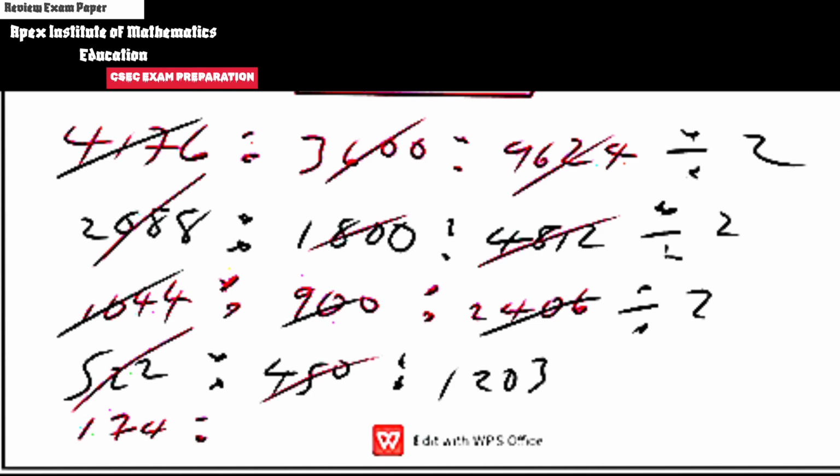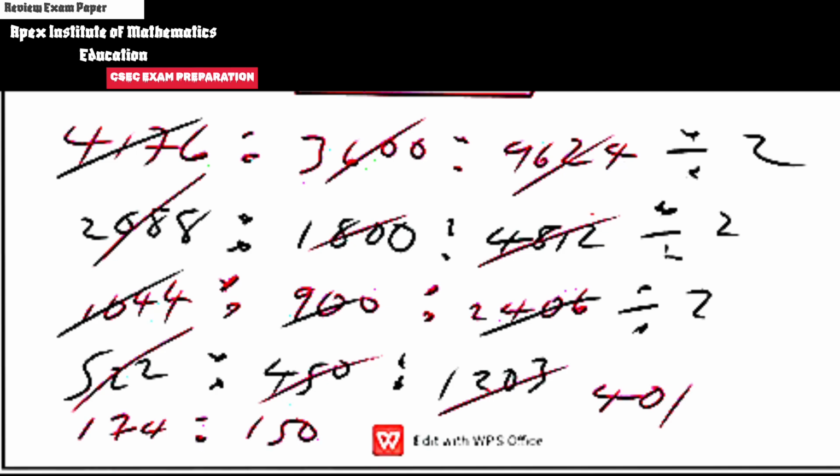And if we divide through by 3 here, we're going to get 150. And if we divide through by 3 here, just to double check, make sure that we're good, we're going to get 401. Now, if you see these numbers, guys, the final ratio here is 174 to 150 to 401.